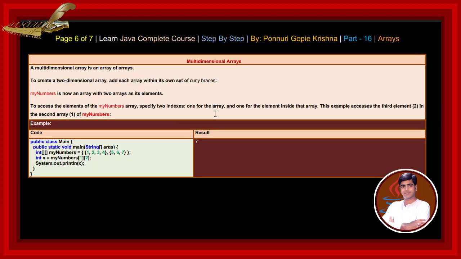Multi-dimensional arrays. A multi-dimensional array is an array of arrays. To create a two-dimensional array, you add each array within its own set of curly braces. myNumbers is now an array with two arrays as its elements. To access the elements of the myNumbers array, specify two indexes, one for the array and one for the element inside that array. The example accesses the third element, 2, in the second array, 1, of myNumbers. See, while you execute this code, the 7 was printed.